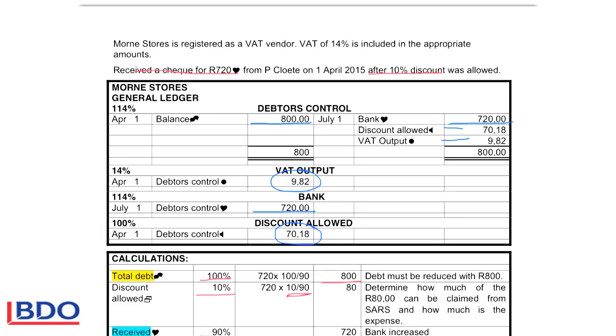So if you look at the percentages, the discount allowed is a 100% account. So all expenses and all income can never include VAT in your ledger. It must always be the 100% figure and not the 114% figure. The 100% figure is also the one that will go to the income statement to determine your profit and loss. Debtors control is a 114% account because it includes the sales price plus the VAT, or the amount received plus the discount plus the VAT.